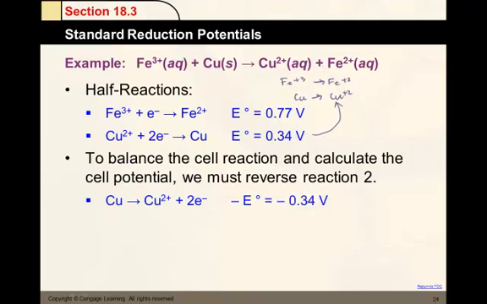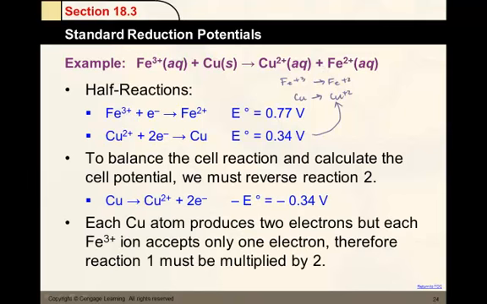And indeed it does. Each copper atom produces 2 electrons, but each iron only accepts 1. Therefore, reaction 1 has to be multiplied by 2. Think about the idea that we need 2 electrons here, so we're actually going to have to multiply through by 2. However, you do nothing to the 0.77.